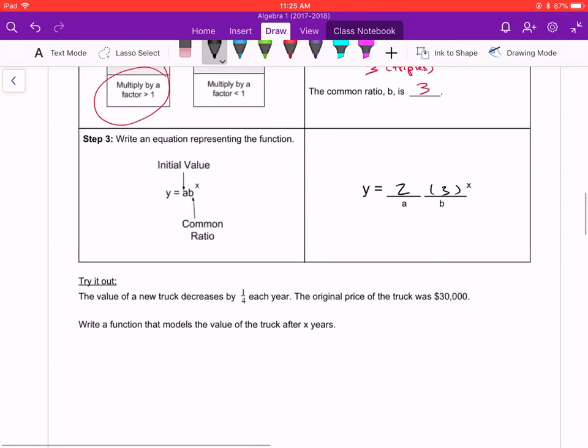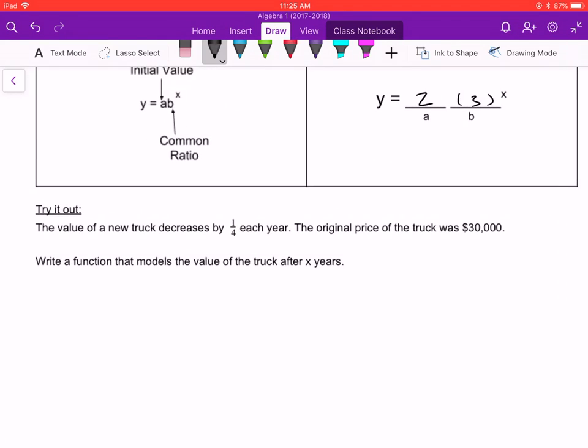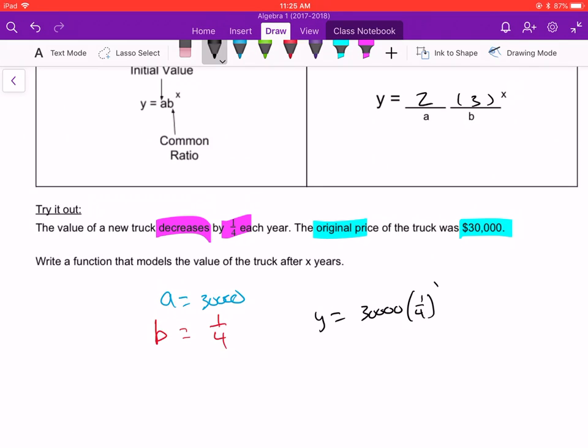Okay, moving on. What if I have this example? The value of a new truck decreases by 1/4 every year. Instead of tripling, it's decreasing by 1/4. The original price of the truck was $30,000. That's the original, right? So we know the A is 30,000. We know that the B is going to be 1/4. And just to make sure, it does decrease, right? It is less than 1, so that is correct, okay? That means our function is going to be Y equals 30,000, factor of 1/4, raised to the X.